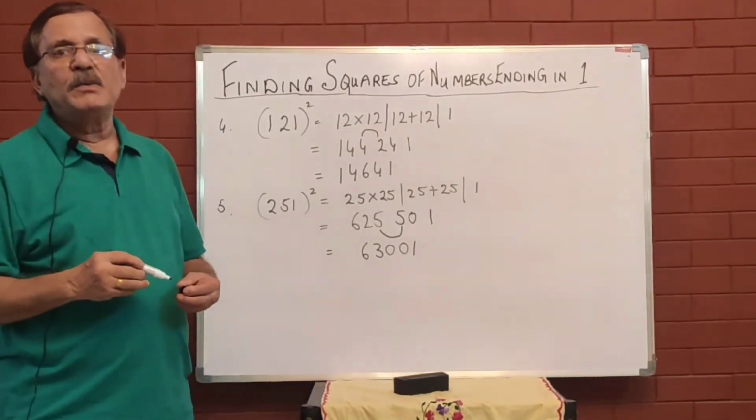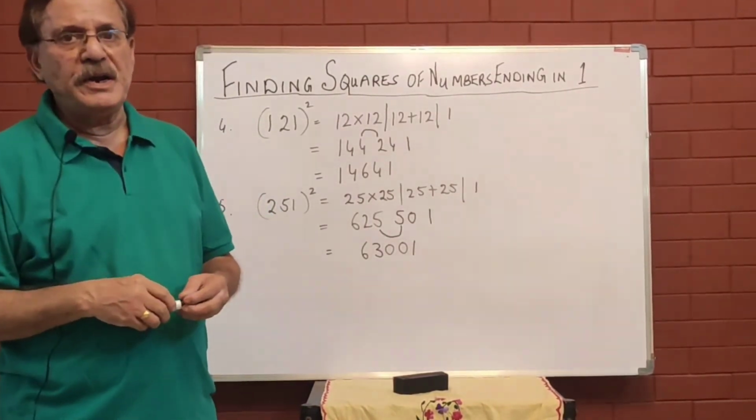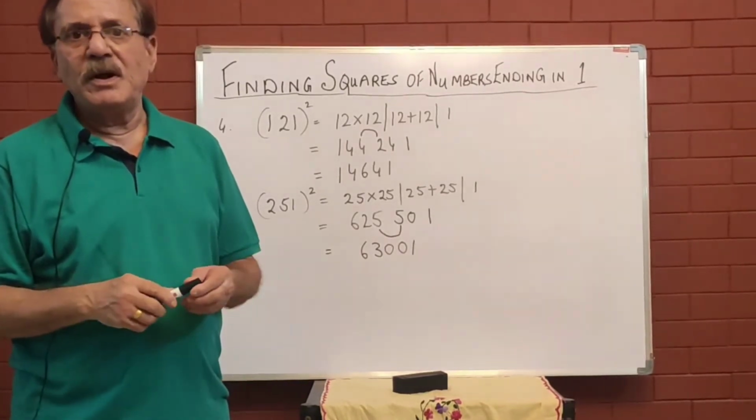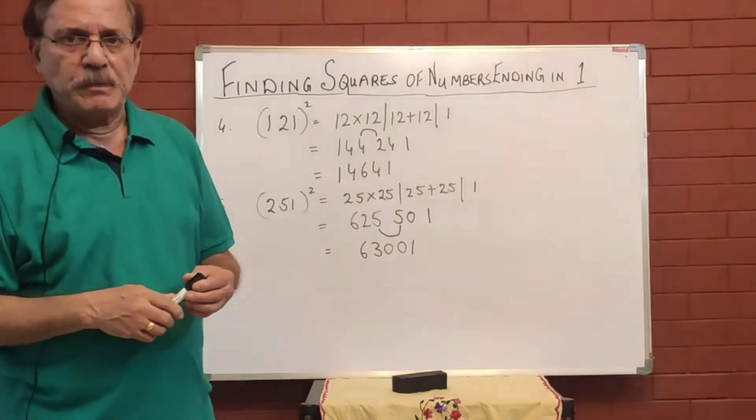So these were the squares of numbers ending with 1. Everything is quite simple, very simple, and you can take as many questions as you can on your own and try them out.